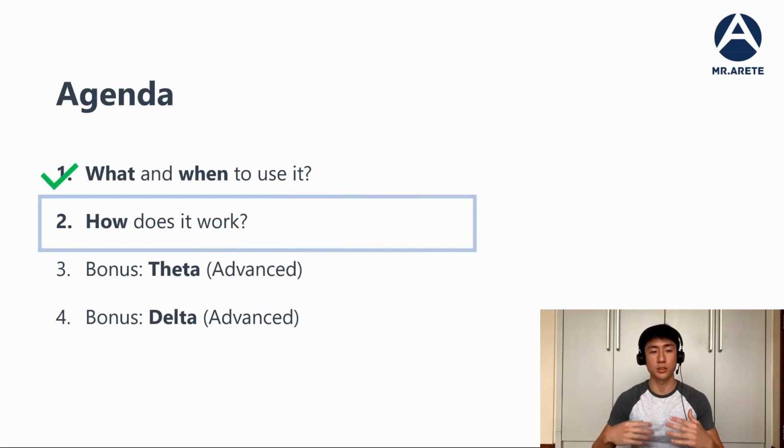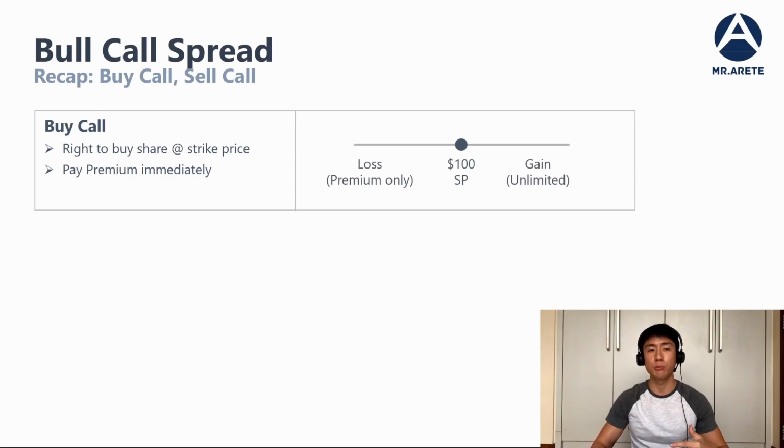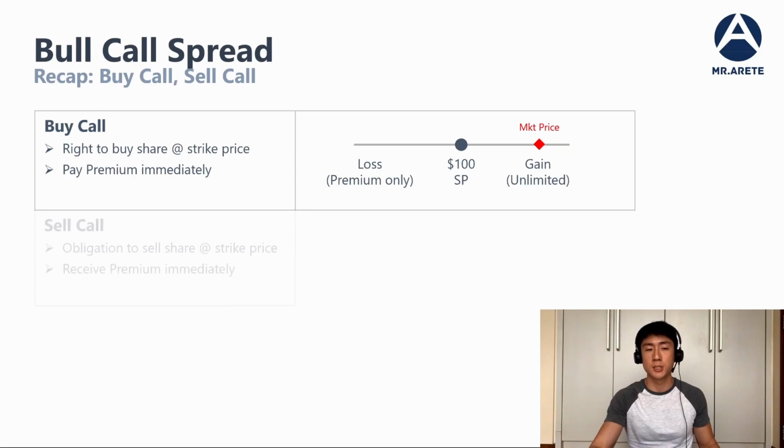So let us now talk about how the bull call spread works. Recap, when we buy a call option, essentially it means that we have the right to buy 100 shares of a stock at a certain strike price. And for that, we pay a premium. So the maximum loss for a single buy call leg is essentially the premium that we paid. Meaning to say if the market eventually expires below our strike price, we only lose the premium, and that's the maximum amount that we will ever lose and nothing more. And if the stock goes up above our strike price, then we have an unlimited amount of profits.